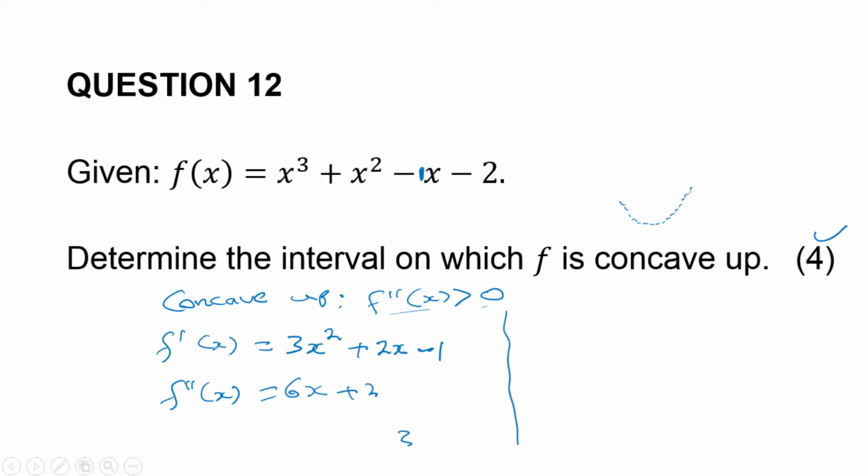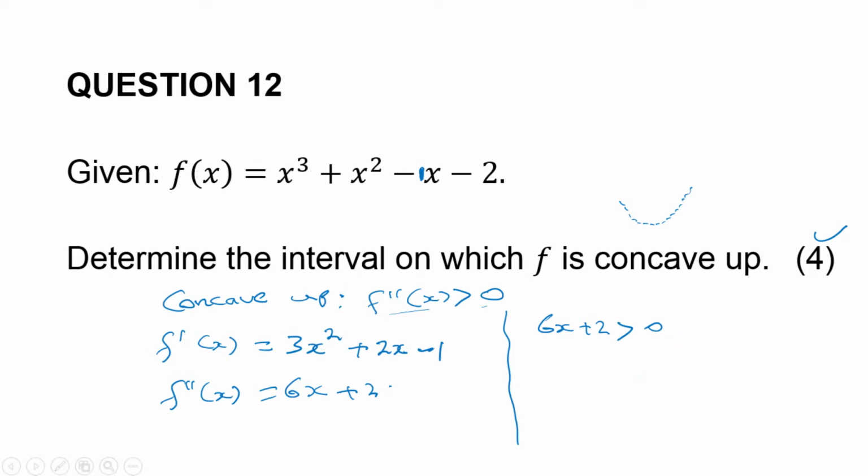Now I can say, fine, 6x plus 2 is greater than 0, because my second derivative must be greater than 0.